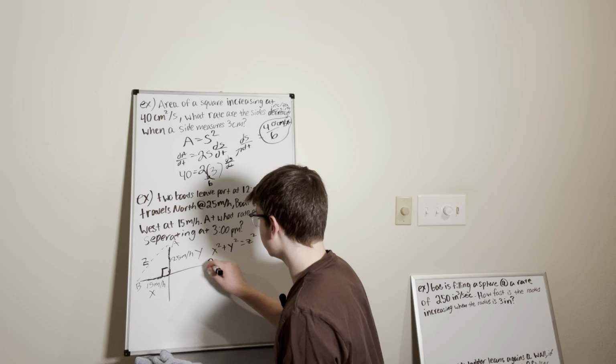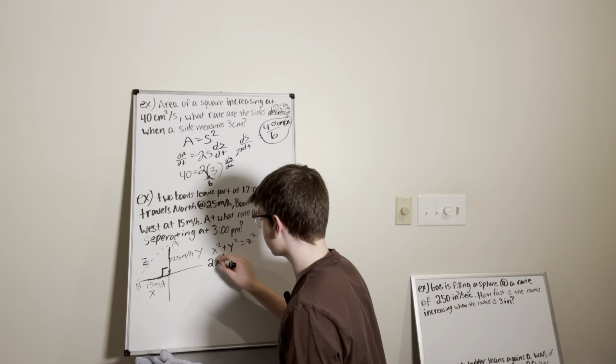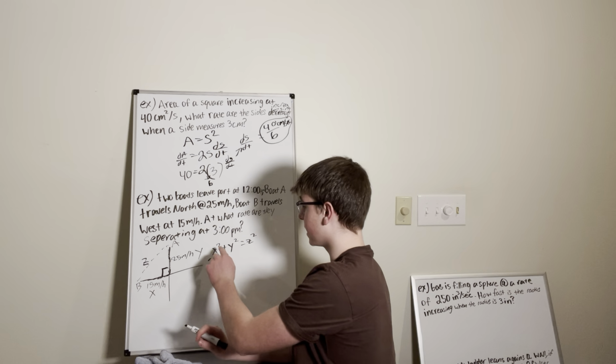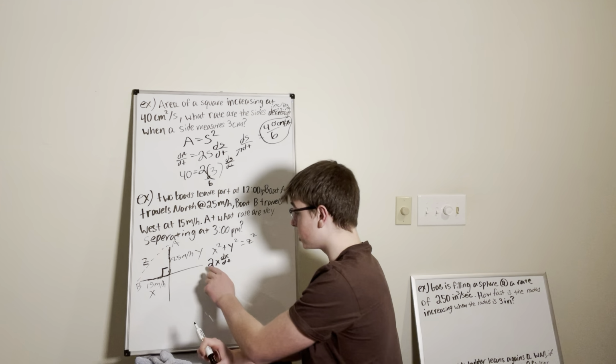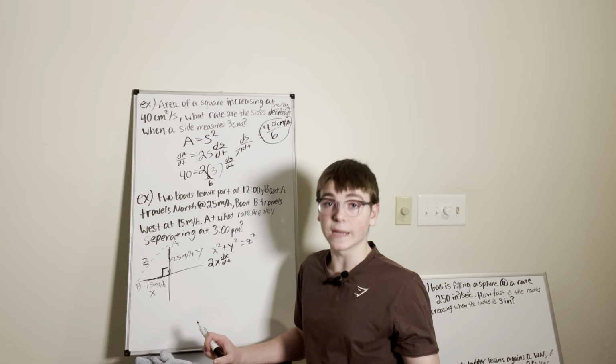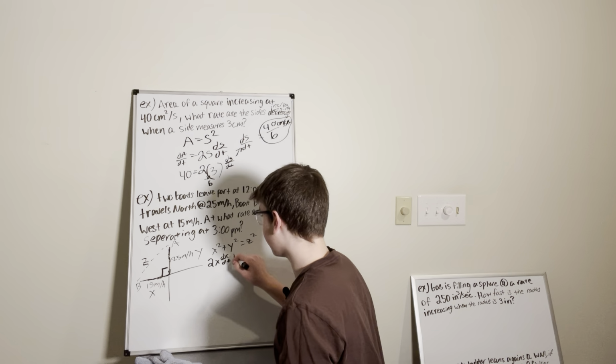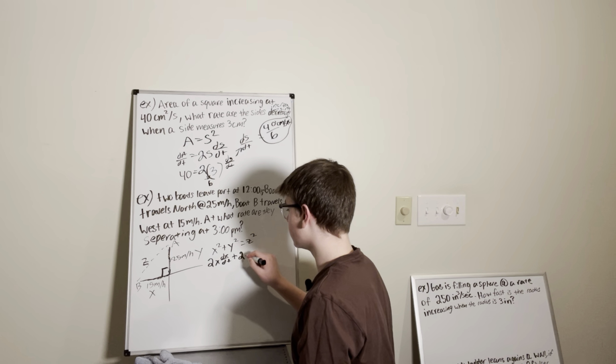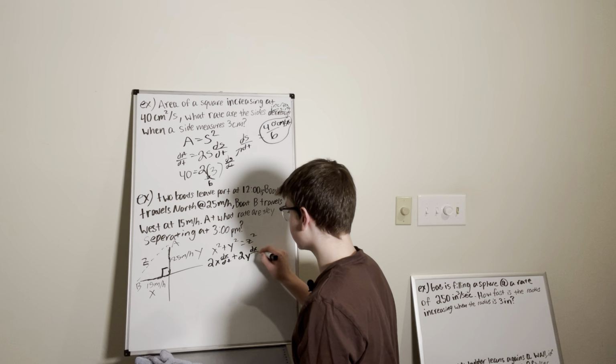So this will be 2x dx over dt, because the derivative of x squared is 2x, and we took it in relation to time, so you've got to throw in the dx over dt, of course. And then it's the same thing with y over here. You'll do 2y dy over dt.